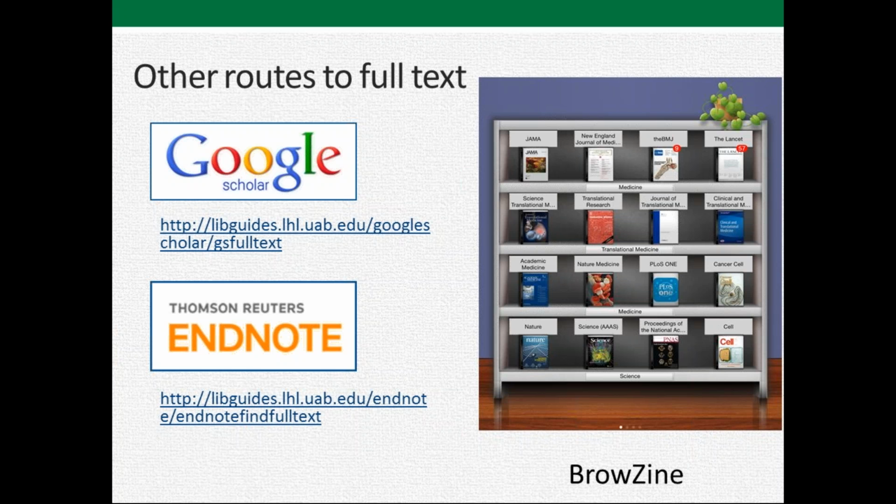These are other routes to full text you can keep in mind. For Google Scholar, I've included links to our Library Guides on Google Scholar here, because you can go into Google Scholar and set up your preferences so that it links to the Lister Hill Library resources. If you don't set it up, it defaults to Sterne's resources. It's not hard. You just have to tell it, yeah, I want Lister Hill Library's resources. That guide will show you how to do that. You can also do it through EndNote's find full text feature, and then using the browsing app that's available to you as well. A lot of people find that very useful on their mobile devices.